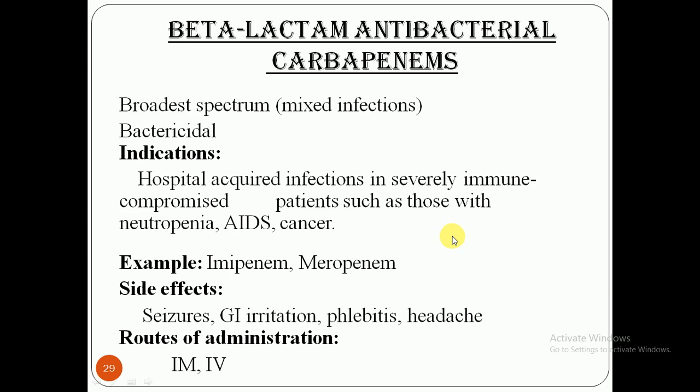The classical examples of carbapenems are imipenem and meropenem. So these are the drugs which belong to the carbapenems. The side effects reported in the literature are seizures, gastrointestinal irritation, phlebitis, and headache.